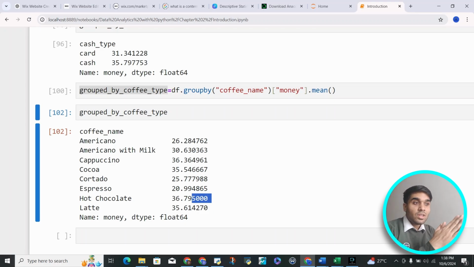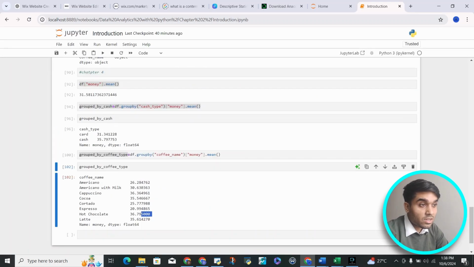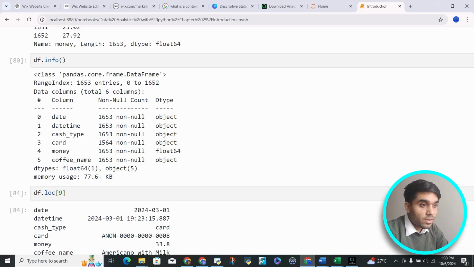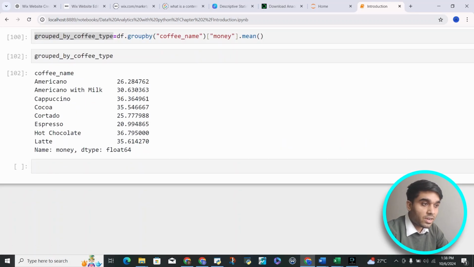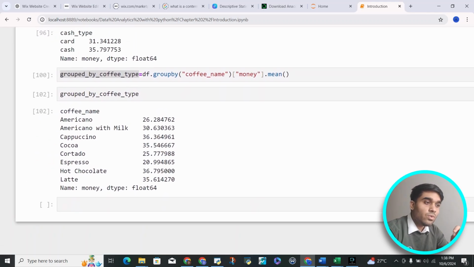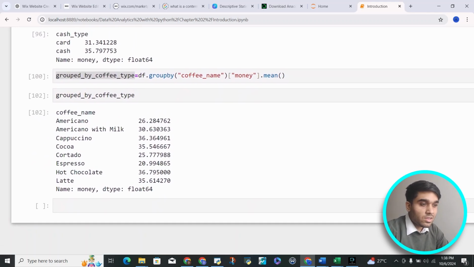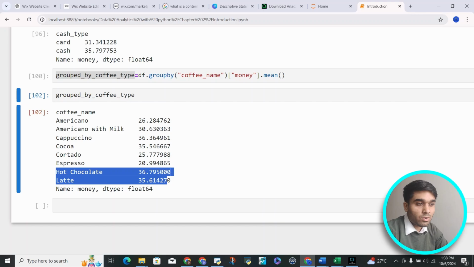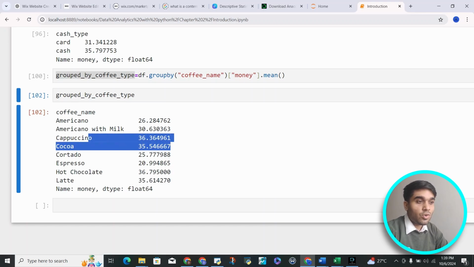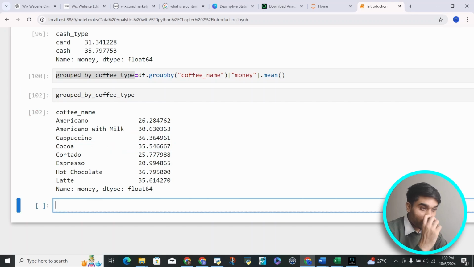We have around 1563 entries for card. We already saw that in our information. 1564 for card, and then for cash we have the other entries, and they are very few, but whoever is coming, they are ordering these four majorly. We can conclude that from this information. So we had some information in our hand, but we are able to get insights out of it now.